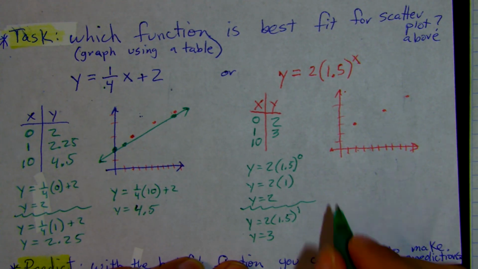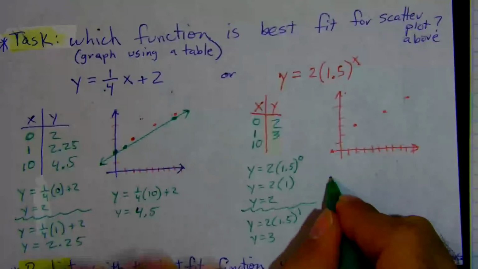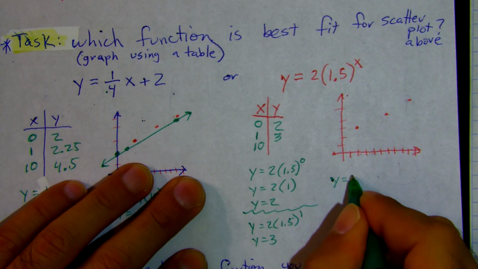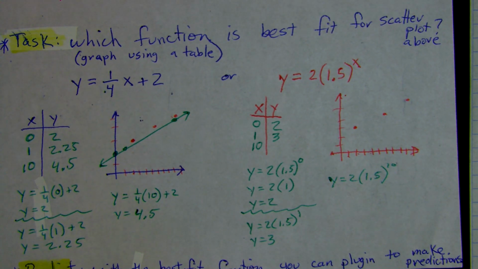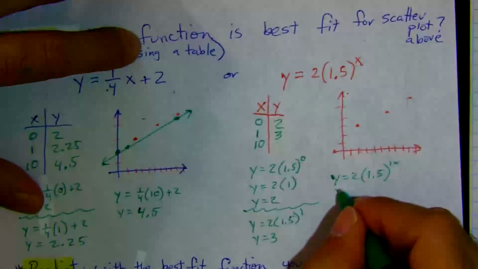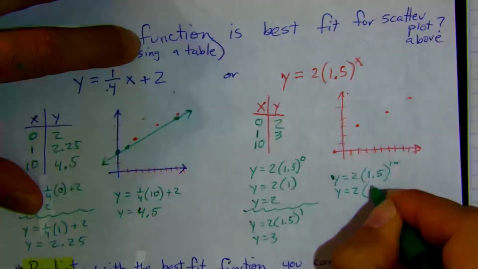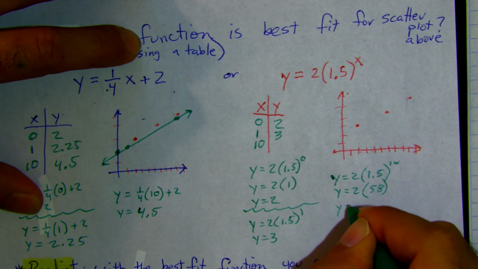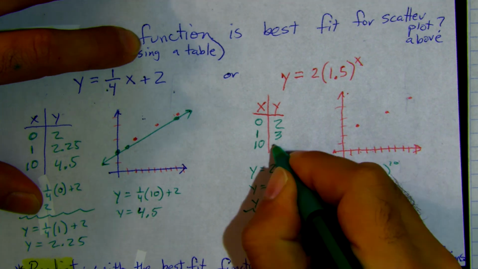Y is equal to 2 times 1.5 raised to the 10th power. Oh my God. I think my calculator's going to break. Let's see. 1.5 raised to the 10th power is, I'm going to go with, it won't matter too much, I'm going to go with 58. So 2 times 58 is 116. Uh-oh. That's okay. I think we're going to be able to see pretty quick that this is not the function that works. All right?